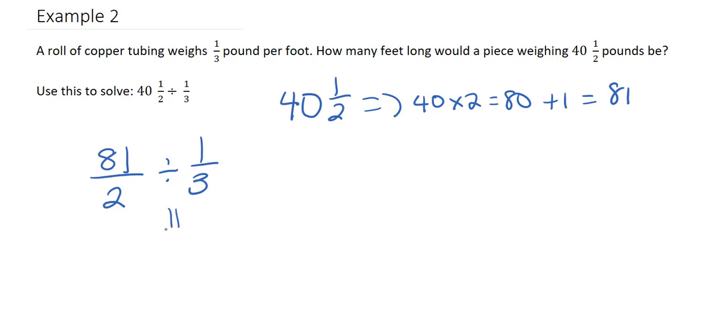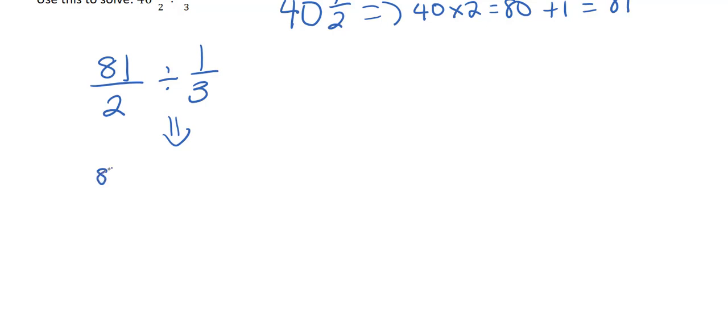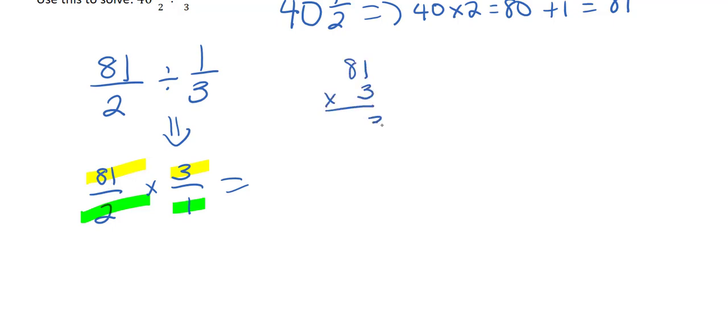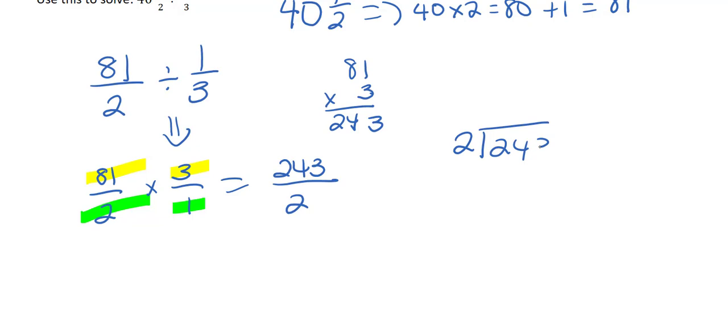So we change this to 81 over 2 times 3 over 1. We multiply what's on the top, and we multiply what's on the bottom. So we get 81 times 3, 243. So we have 243 over 2. And let's change this back to a mixed number. We're asking, how many times can 2 go into 243?